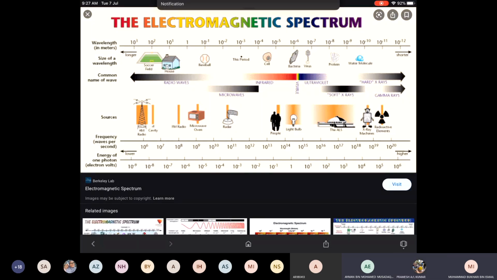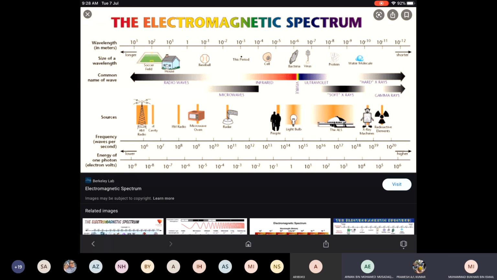So, okay. Now, cuba tengok, look at the first one on the left. Radio wave. Okay, that is the size of wavelength. Then, baseball. That's the microwave. Microwave is around 10 power negative 2 meter. Kemudian lagi kecil. 10 power negative 3. Kemudian infrared. Infrared tu dia punya size dia very small. 10 power negative 5. Antara negative 4 to 10 power negative 5. The size is just about the same as the size of cell.